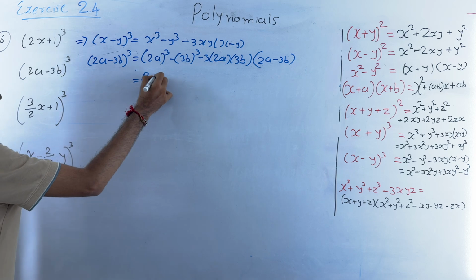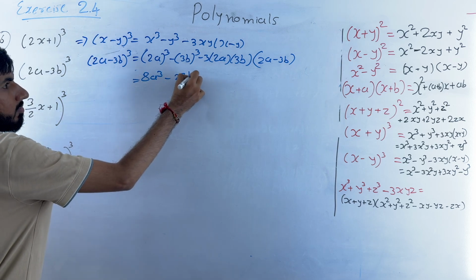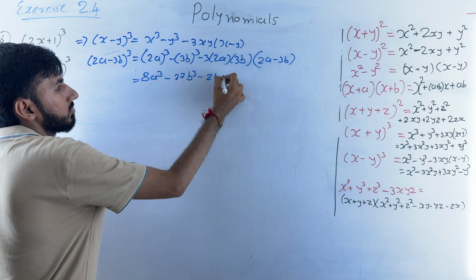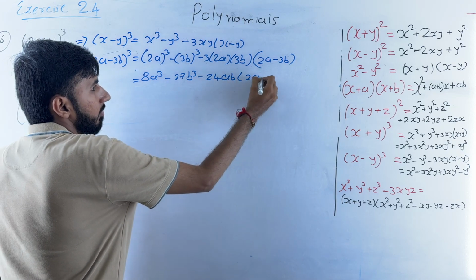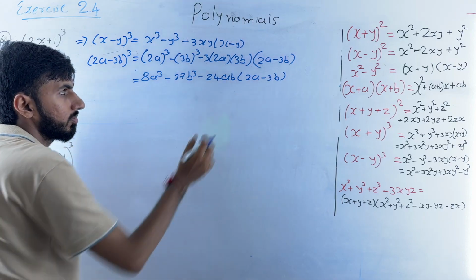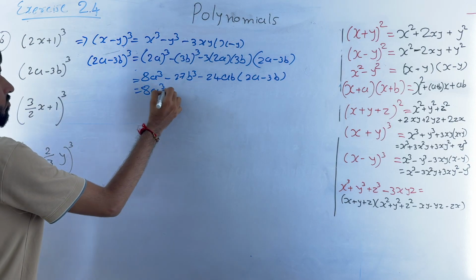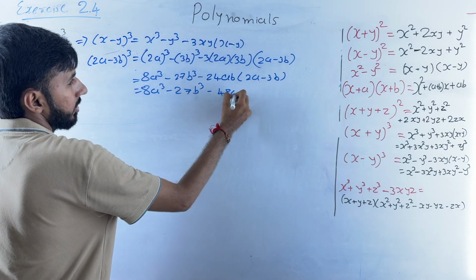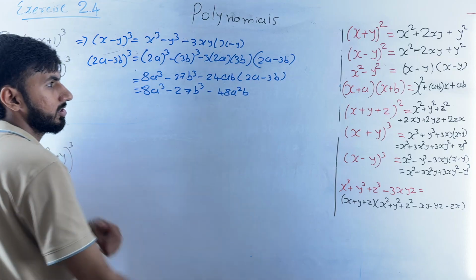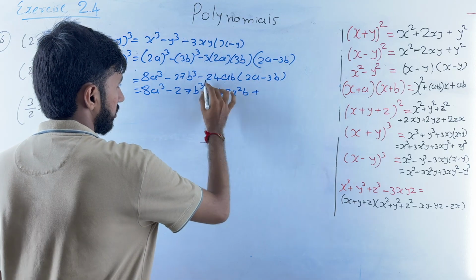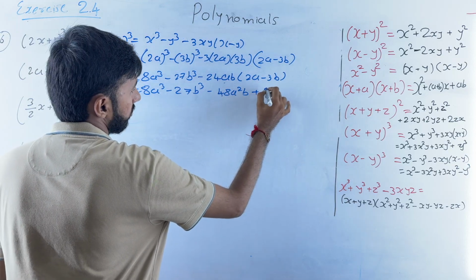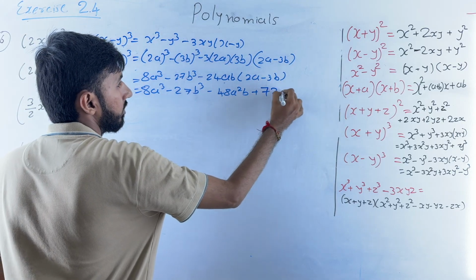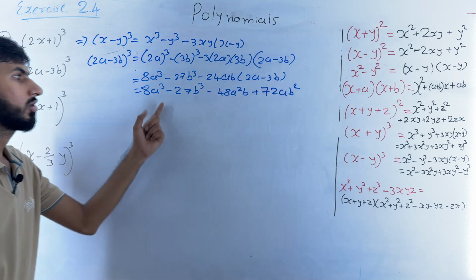So the answer will be (2a)³ − (3b)³ − 3(2a)(3b)(2a − 3b). Very easy, right? So (2a)³ will be 8a³, and (3b)³ will be 27b³. Then I have 3 times 8, that is 24, so minus 24ab(2a − 3b). Now just multiply this in the bracket. Your answer will be 8a³ − 27b³, then minus 48a²b, then plus 72ab². This will be your answer.